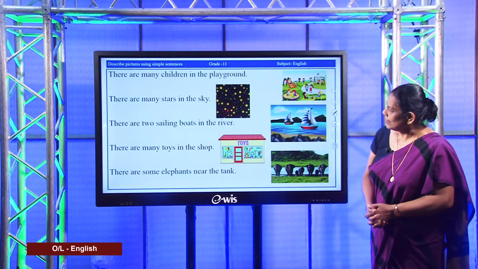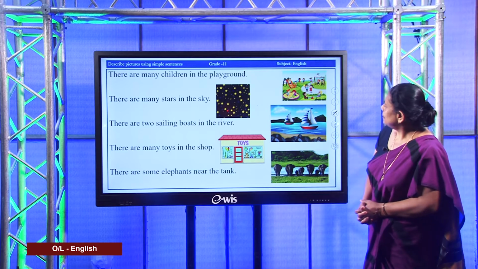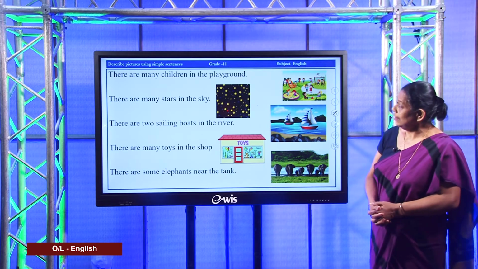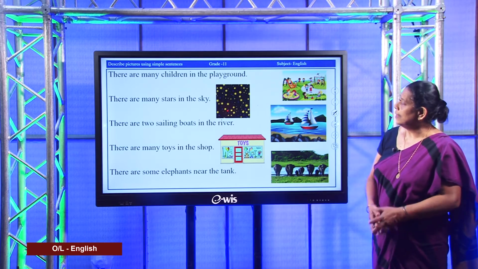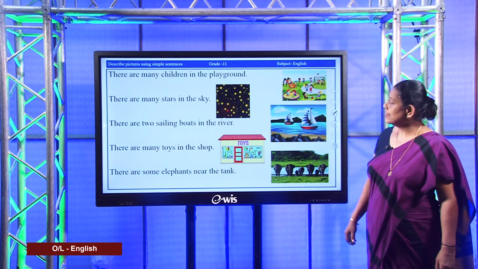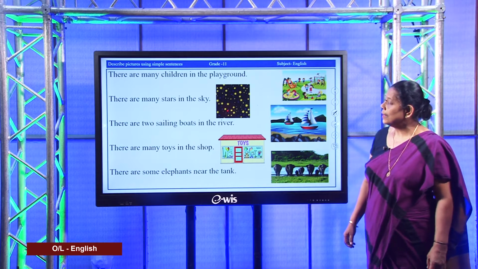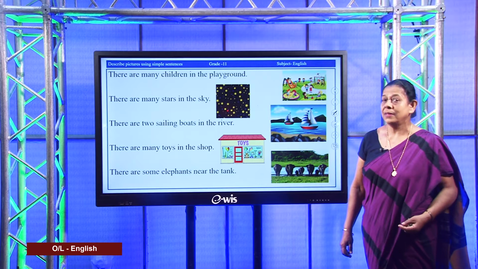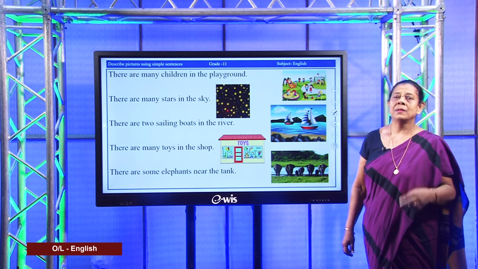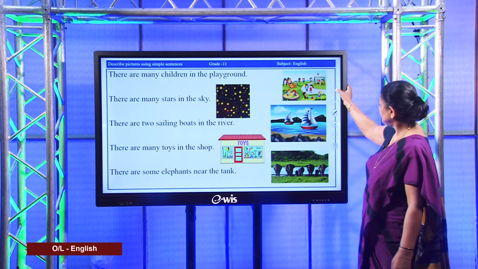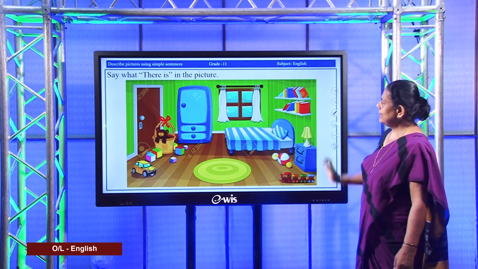Right? So, even for the first picture, when you describe the children, you can use some. There are some children in the playground. Even the stars in the sky, there are many stars in the sky. Or you can write, there are some stars in the sky. Both are correct. So, when you describe the pictures, you can use both words, many or some. Right?